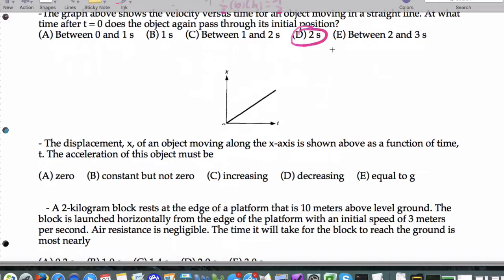Now here, the displacement is shown. The acceleration of this object must be absolutely 0 because the velocity is constant, so the acceleration is 0.